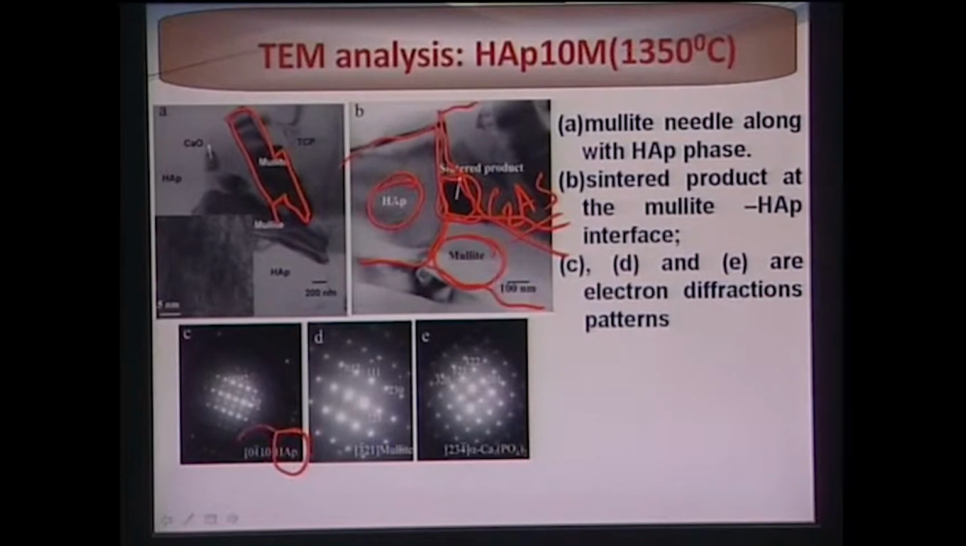Similarly, you can index from the selected area diffraction pattern, and that is what has been done here. You can see this is the zone axis and this is the hydroxyapatite. From mullite, this is the zone axis, and from alpha tricalcium phosphate, this is the zone axis. Now, this kind of spotty pattern essentially tells you all these phases are crystalline in nature. If there is a ring pattern in the transmission electron microscopy, then that will essentially indicate that it is amorphous in nature, lack of crystallinity.